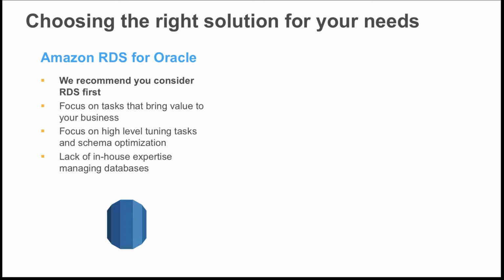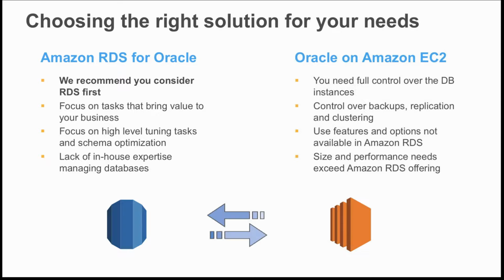So I think one of the important aspects is when customers look at RDS, obviously they'll ask the question: how do I choose the right solution for my needs? How do I make a decision whether I want to use RDS or running Oracle on a traditional Amazon EC2 instance? While you can do both on our platform, we always recommend to our customers that you give RDS a try first because it eliminates a lot of undifferentiated heavy lifting for your DBAs to have to contend with.